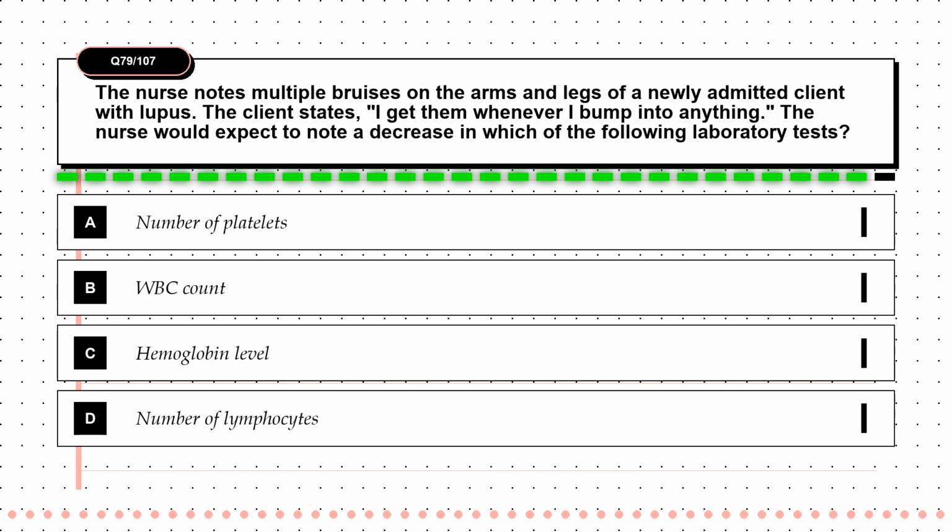Question 79. The nurse notes multiple bruises on the arms and legs of a newly admitted client with lupus. The client states, "I get them whenever I bump into anything." The nurse would expect to note a decrease in which of the following laboratory tests? Here are the options. Option A. Number of platelets. Option B. WBC count. Option C. Hemoglobin level. Option D. Number of lymphocytes.